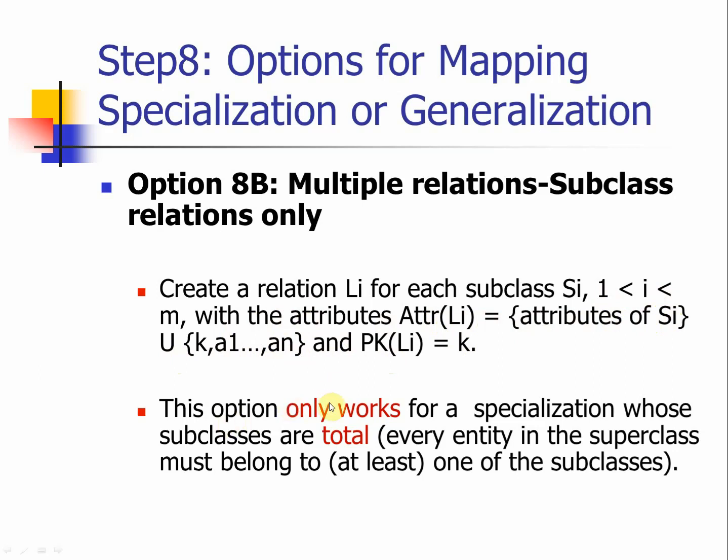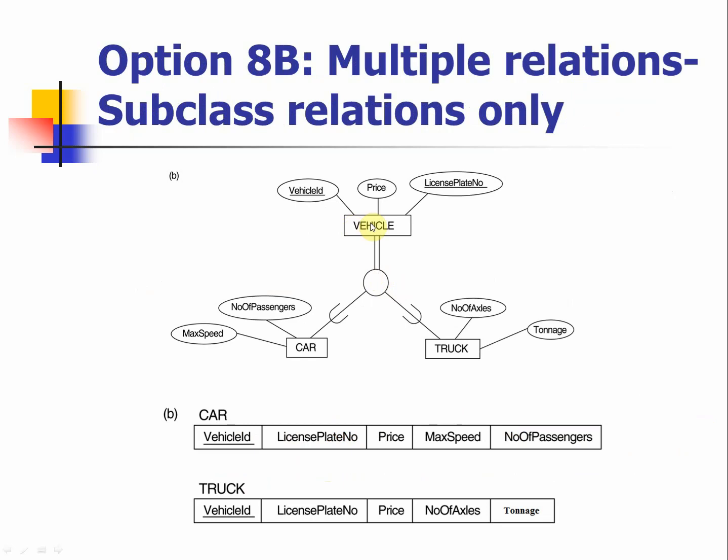This option only works for specialization whose subclasses are total, which means that every entity in the superclass must belong to at least one of the subclasses. In other words, let's take a look at this description here. It has to work with the double line for this specialization. Why is that? Think about this.